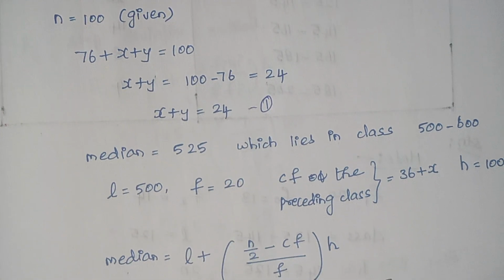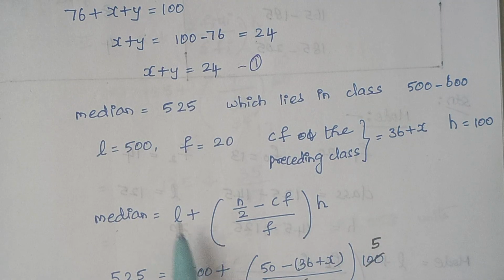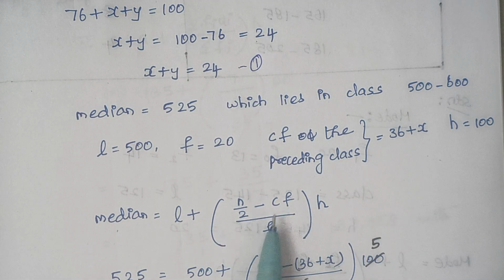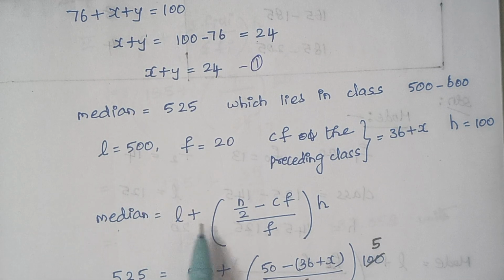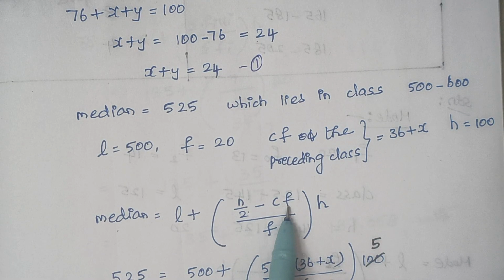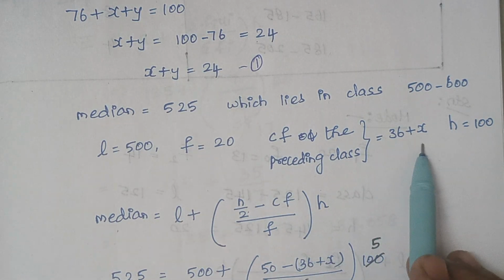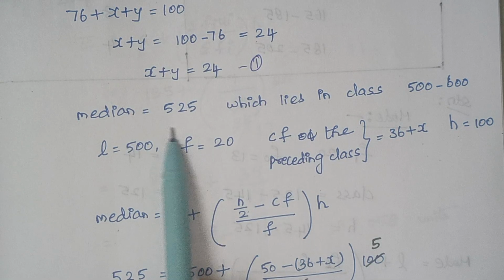So what is the formula? The formula is given as L plus (n by 2 minus cf) by f into h. What is L? L is 500. What is the value of n? Here n is 100. The cumulative frequency is 36 plus x. h is 100 and the value of f is 20. So just substitute it over here. What is the median? The median is 525.